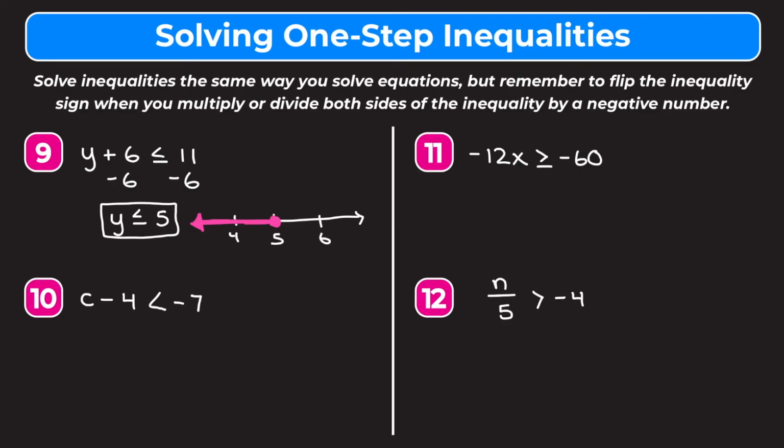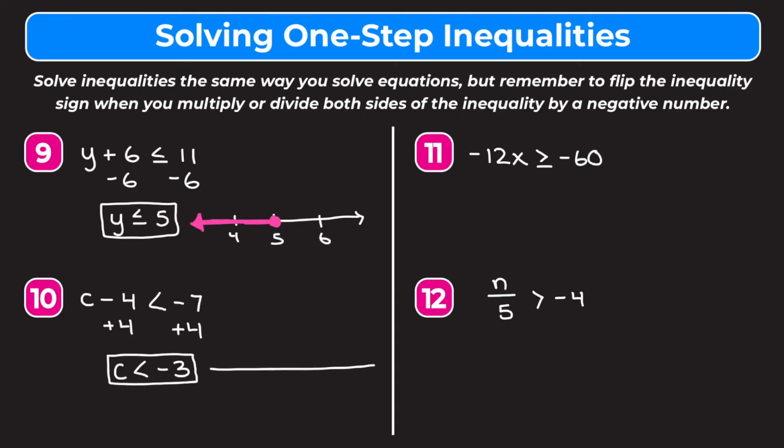Moving on to example 10, we have c minus 4 is less than negative 7. Because c is being subtracted by 4, to get rid of this minus 4, we have to do the inverse, which is addition. So we're going to add 4 to both sides of our inequality. On the left side, we're left with c, so we have c is less than. And on the right side, negative 7 plus 4 is negative 3. So we get c is less than negative 3.